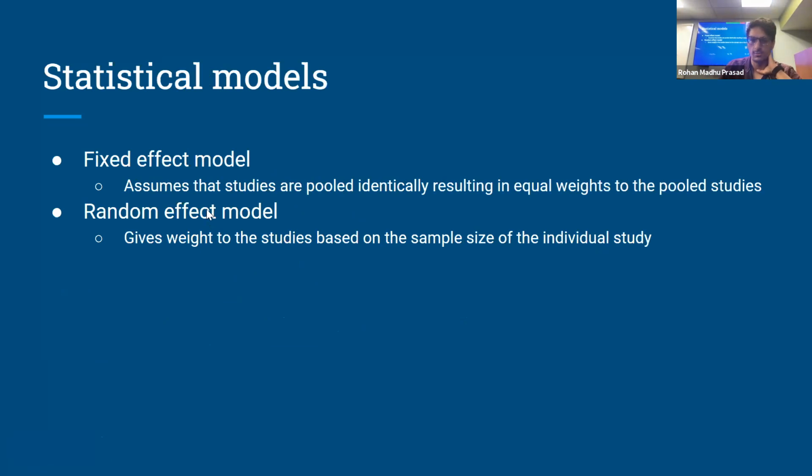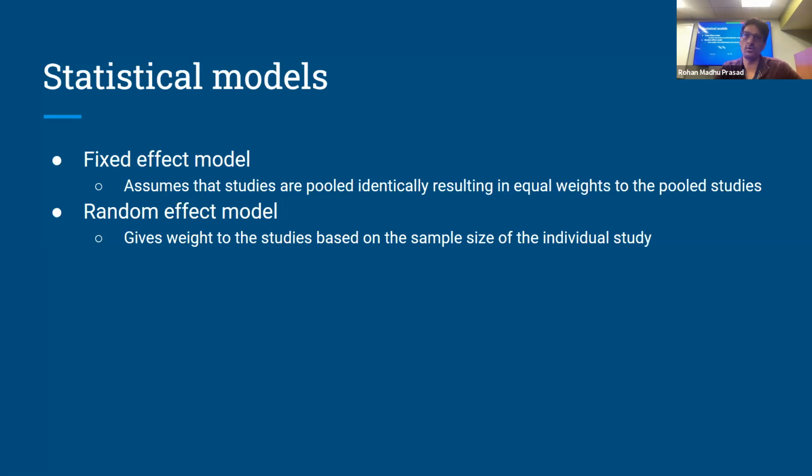Now, statistical models. There are two different models you can pick in RevMan. One is called the fixed effect model. The second is called random. Fixed effect assumes that the studies are pooled identically, resulting in equal weight to the pooled studies. Now that's probably not ideal.